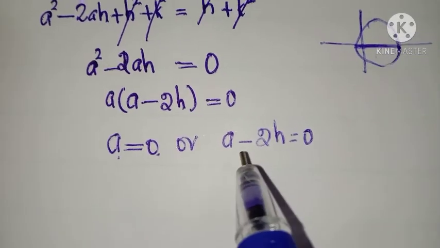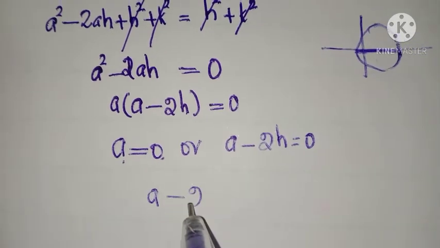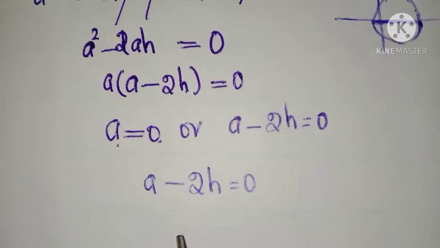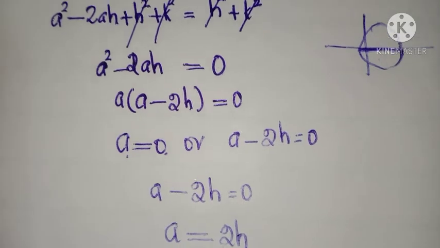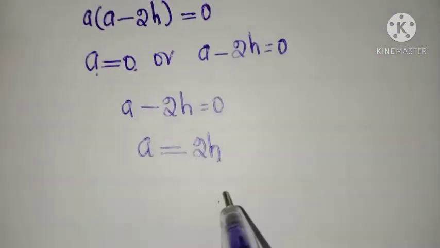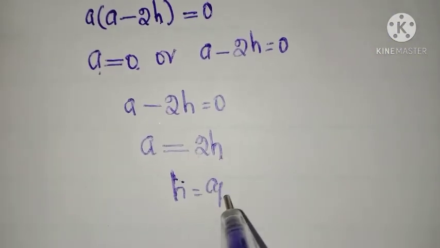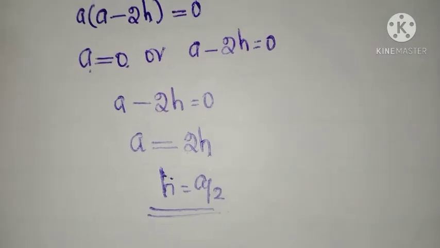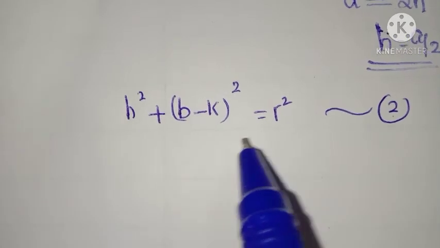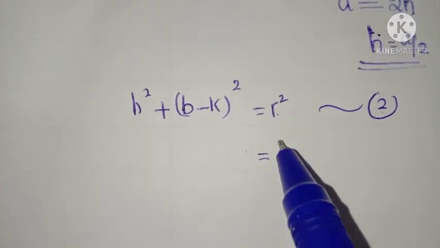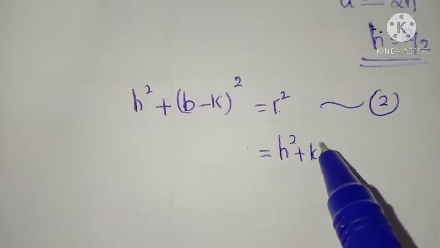So the only possibility is that a minus 2h equals 0. From here, a is equal to 2h, or h equals a by 2. Okay, h equals a by 2. Similarly, from equation number 2, replace r square as h square plus k square.